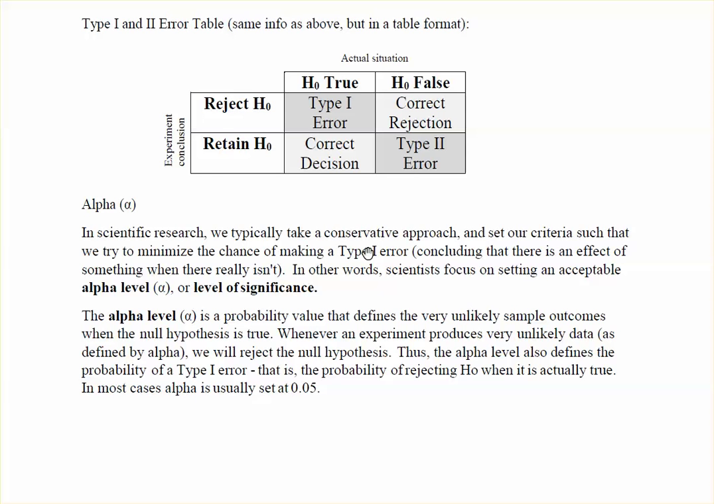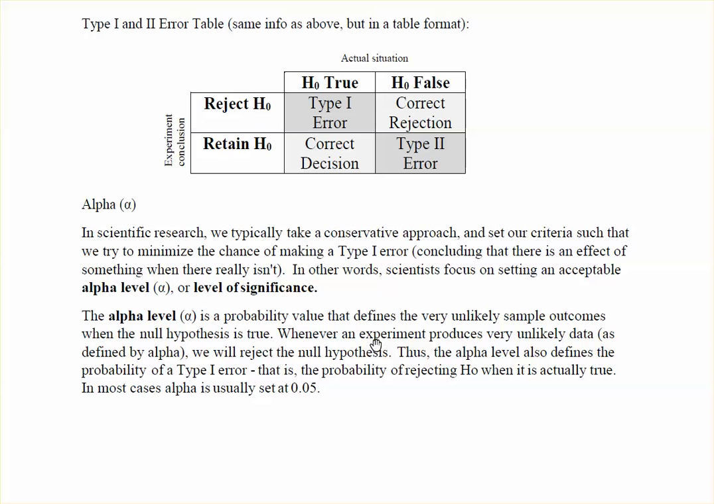So you can lessen that. Sometimes people might say 0.01 or something like that. But the less chance you have of making a type 1 error, the more likely you are to make a type 2 error. So that's where you kind of have to pick and choose which error you would rather make, or which error is worse. So the alpha level is a probability value that defines the very unlikely sample outcomes when the null hypothesis is true.